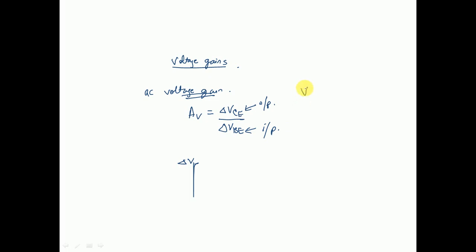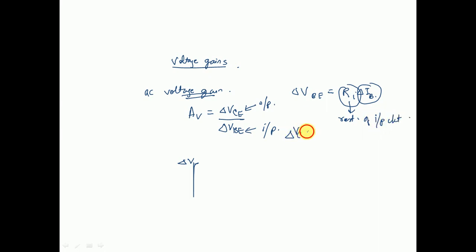What is important to note here is that delta VBE can be written as Ri into delta IB. IB is your input current and Ri is the resistance of the input circuit. You can write it down: resistance of the input circuit.